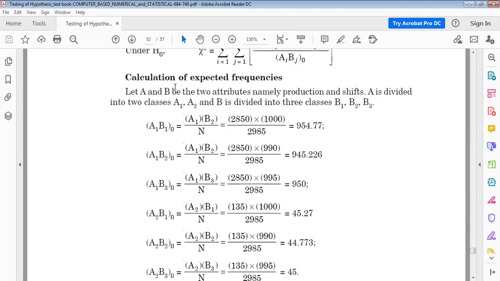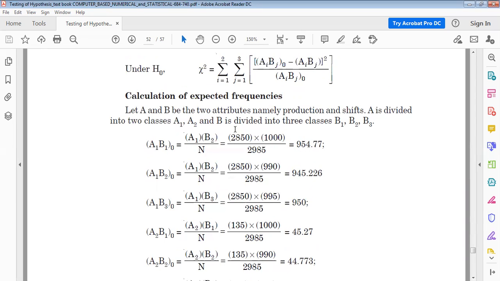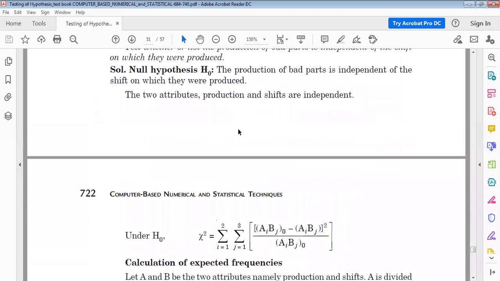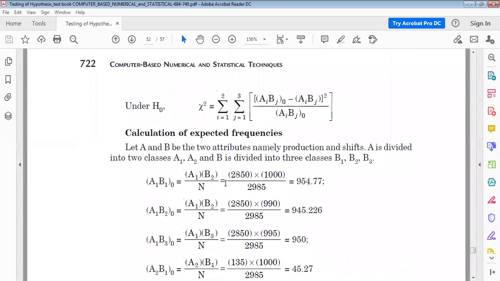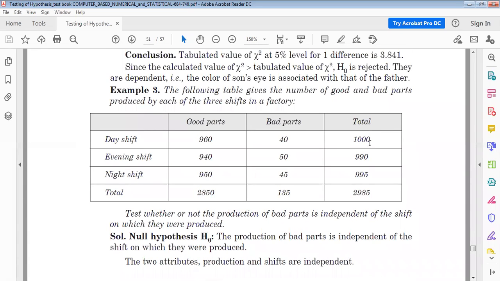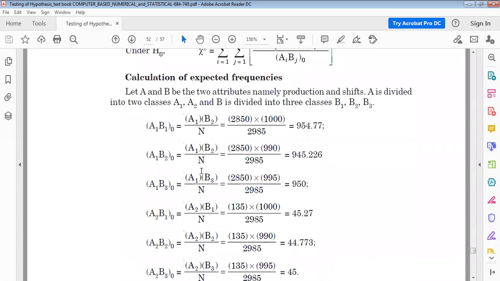Actually, let A and B be the two attributes, namely the production and shift. A is divided into A1, A2, and B is divided into 3 parts. That means 3 rows here, 2 columns here. So the expected value for A1, B1 will be A1 multiplied by B1 divided by N, where N is the grand total 2985. You can use this formula. Same procedure as the previous example.